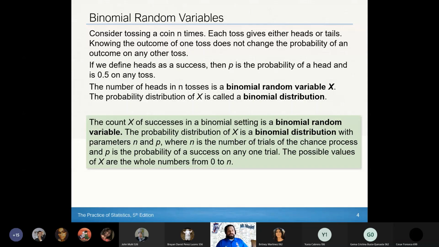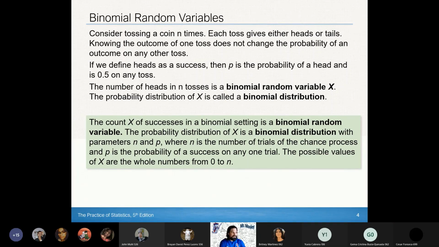So, consider tossing a coin 10 times. Each toss gives either heads or tails. Knowing the outcome of one toss does not change the probability of an outcome on any other toss. If we define heads as a success, then p is the probability of a head and is 0.5 on any toss. The number of heads in n tosses is a binomial random variable X. The probability distribution of X is called a binomial distribution.